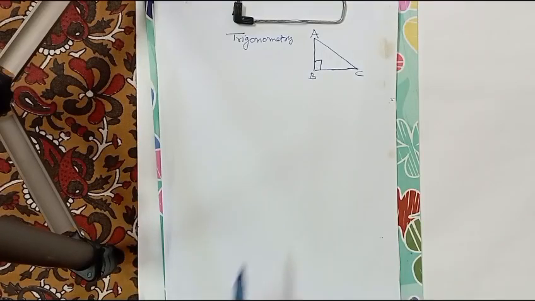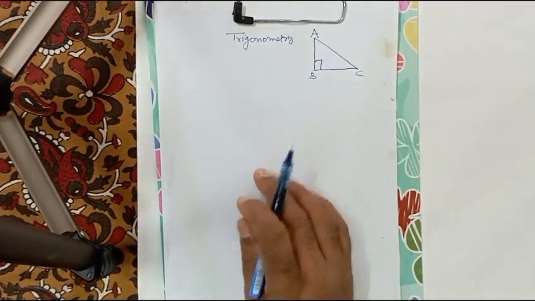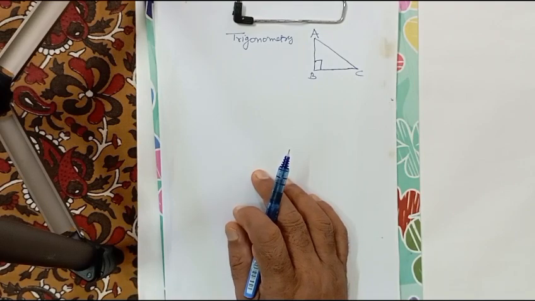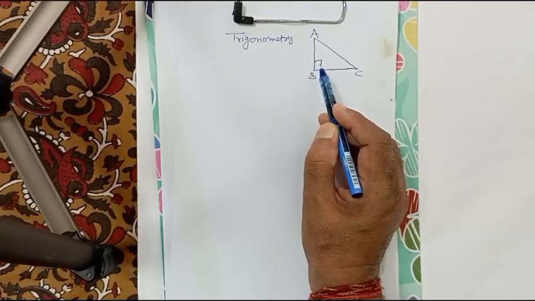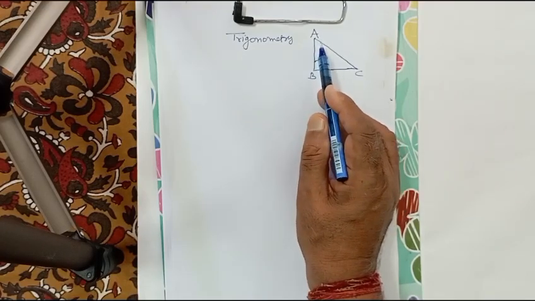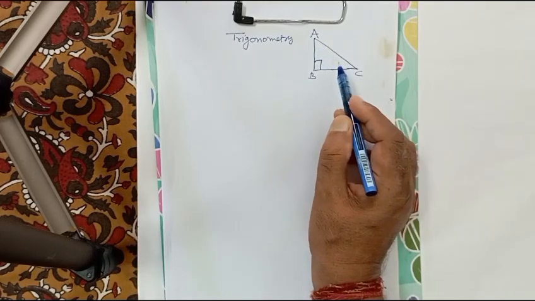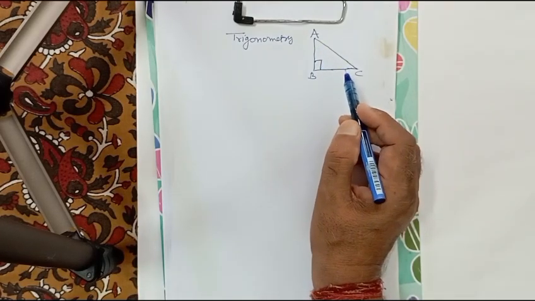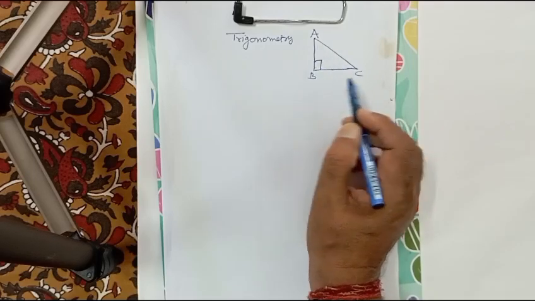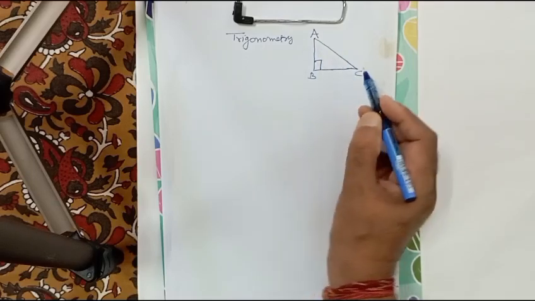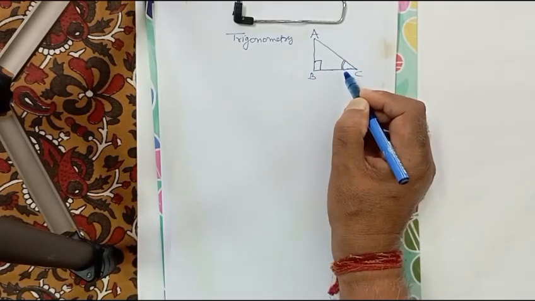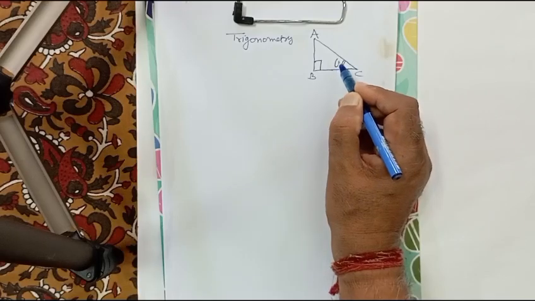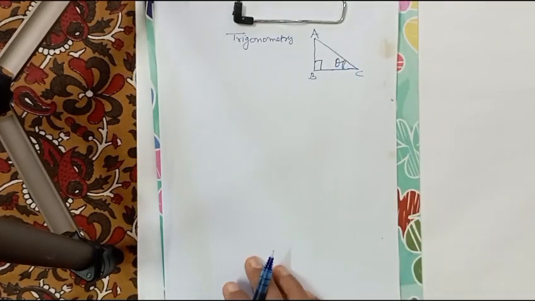First, a triangle ABC. This is a triangle ABC in which the angle B is 90 degrees. Now, the remaining two angles A and C both will be acute angles. So in this right angle triangle, suppose I am taking angle C, and let me call it theta.